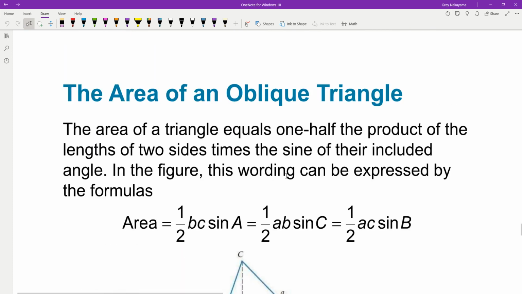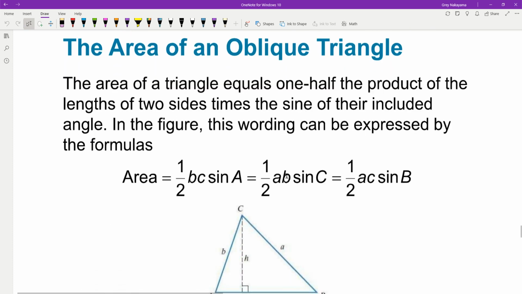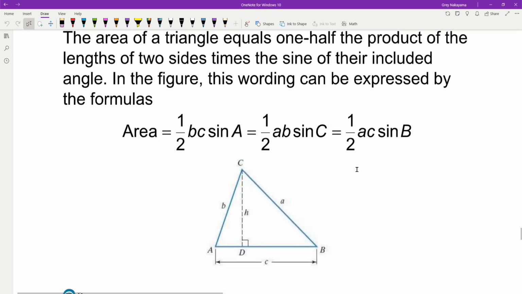All right, two more quick things. One is the area of an oblique triangle. Okay? The area is basically right here for you. However you wish. It's 1/2 the product of two sides and the sine of the included angle. So that can be written 1/2 BC times the sine of A, 1/2 AB times the sine of C, 1/2 AC times the sine of B.